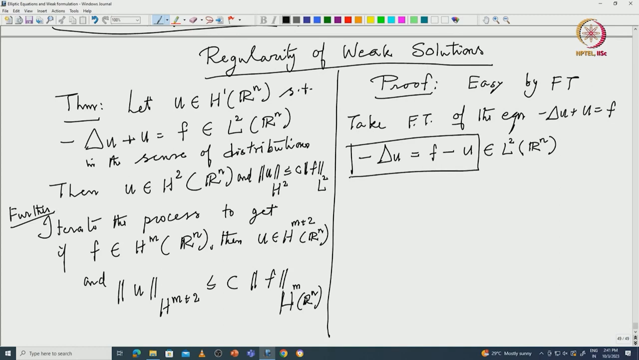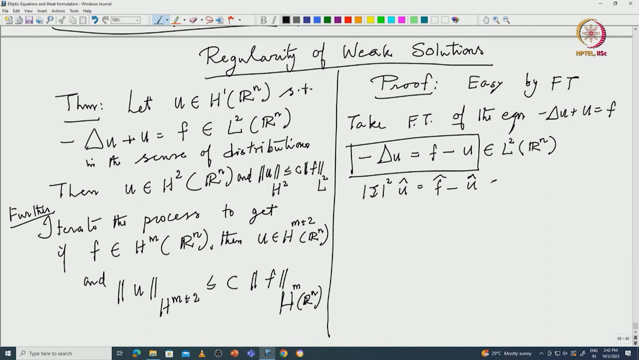Now you can take the Fourier transform. What this will give you is that mod xi squared u hat, once you take the Fourier transform, equals f hat minus u hat.